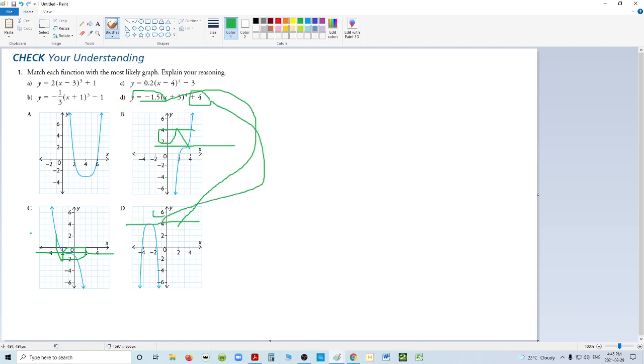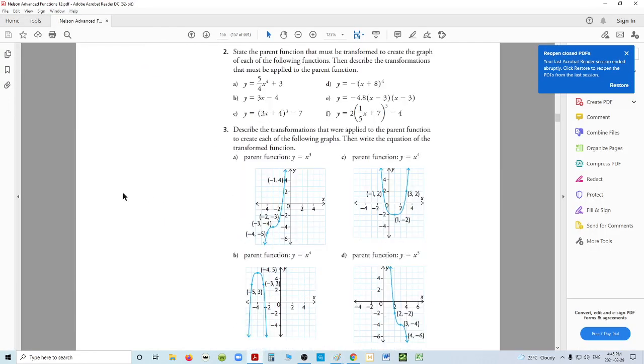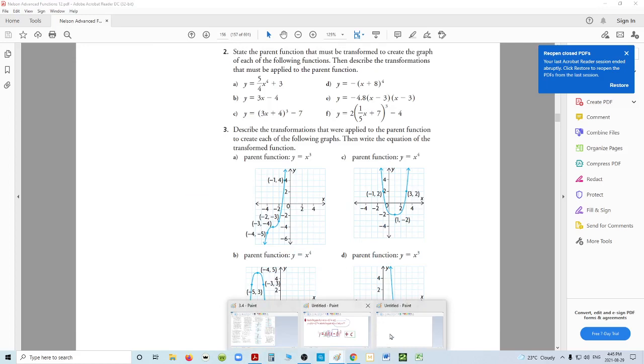See? 4 minus 3, minus 1, plus 1. Those are always easy to do. State the parent function. Number 2 and number 3, state the parent function.